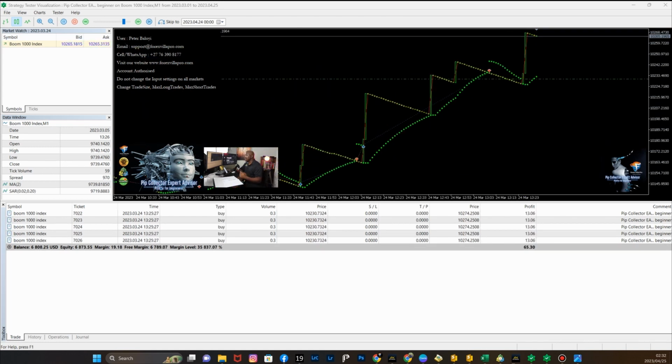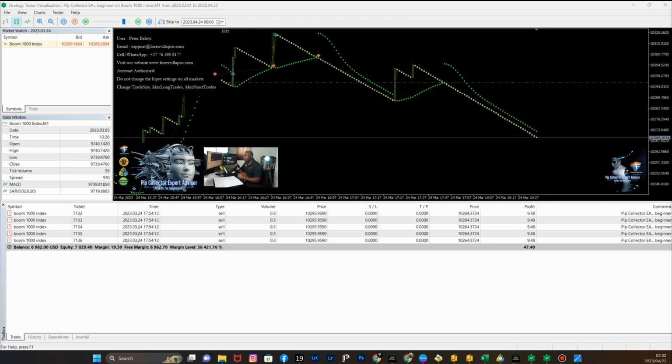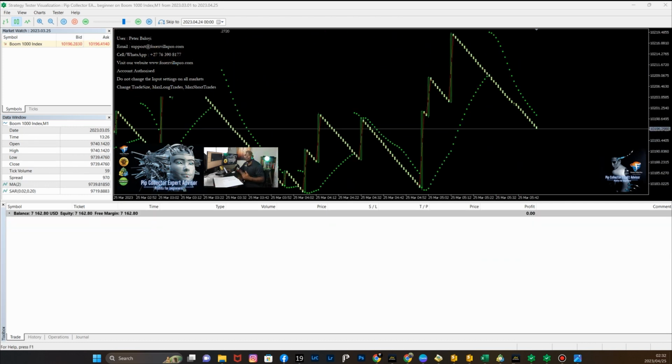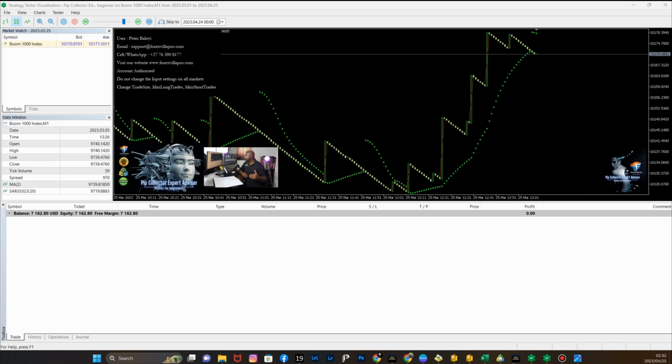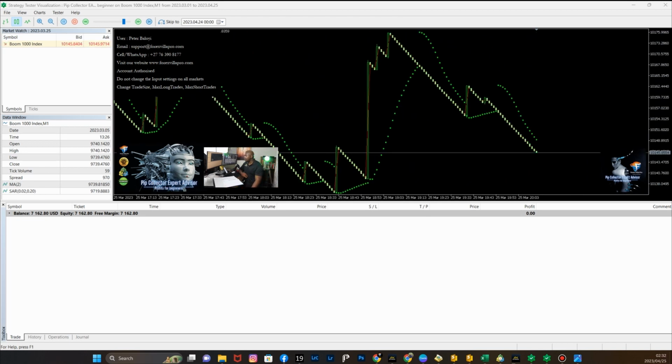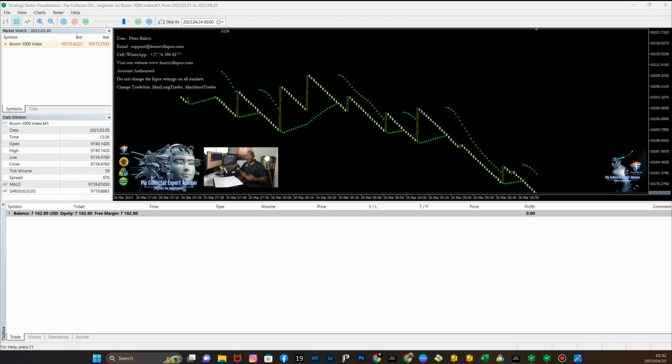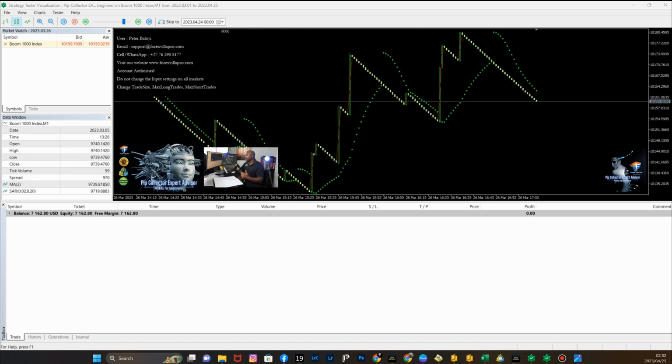And remember, I told you guys that Boom 1000 is more profitable than Crash 1000. As you can see, we're at 7.1 before the end of the month, and we're only trading 3 days a week, guys. Don't forget that. We're only trading 3 days a week with the system.